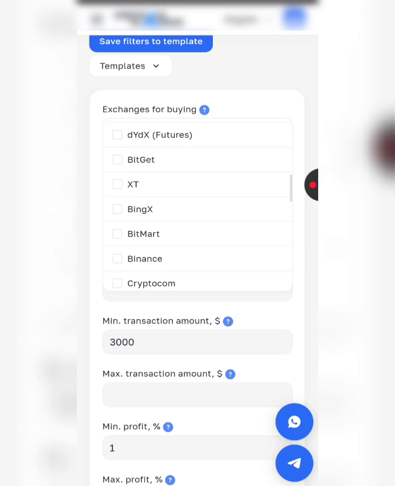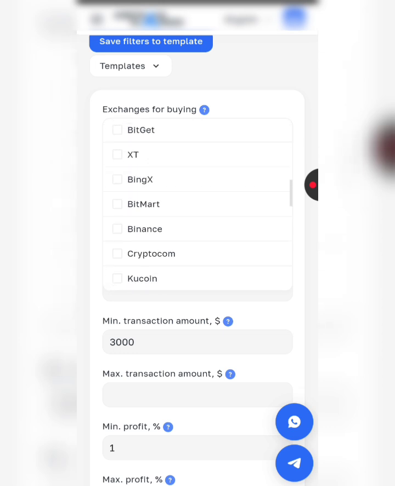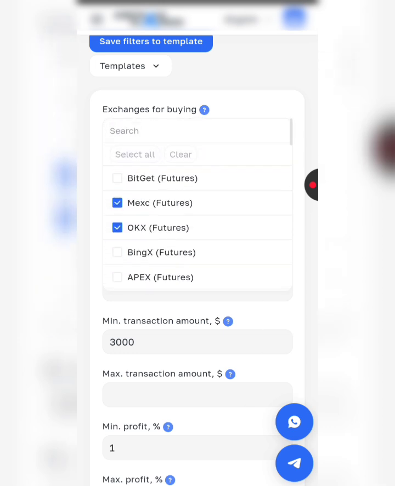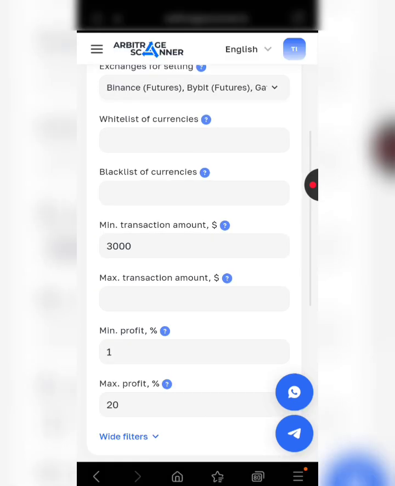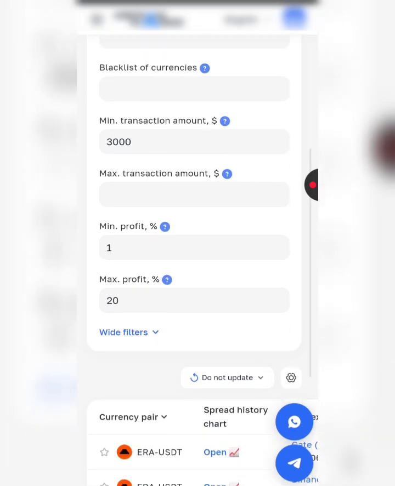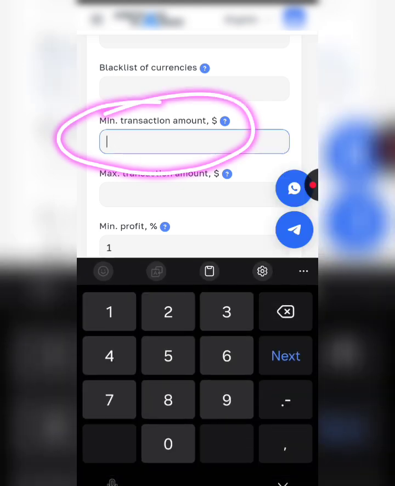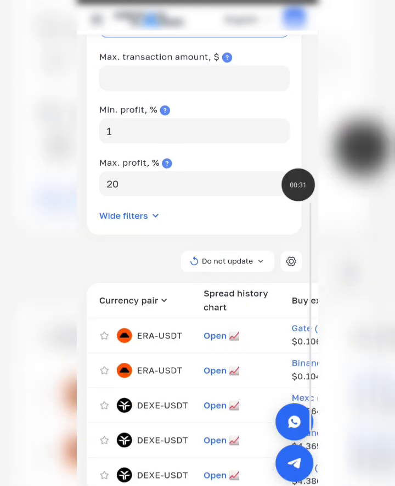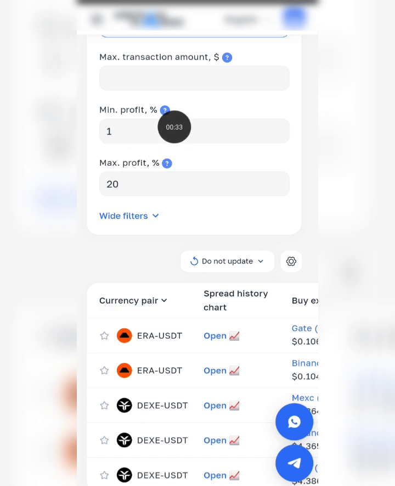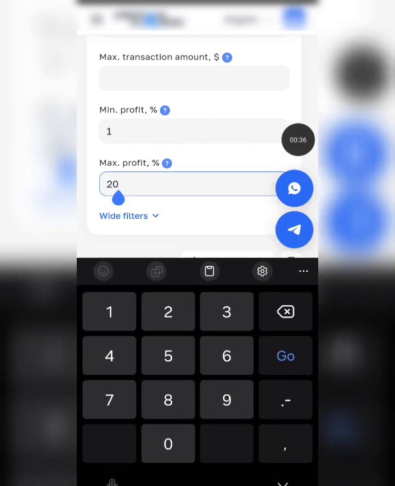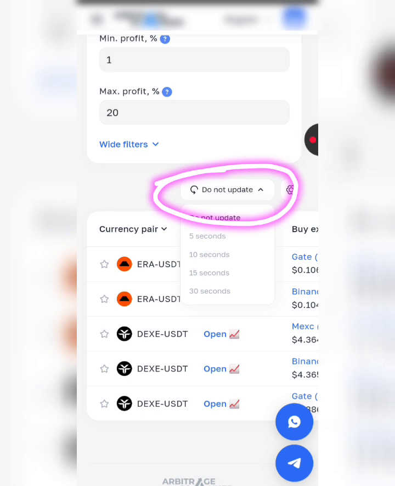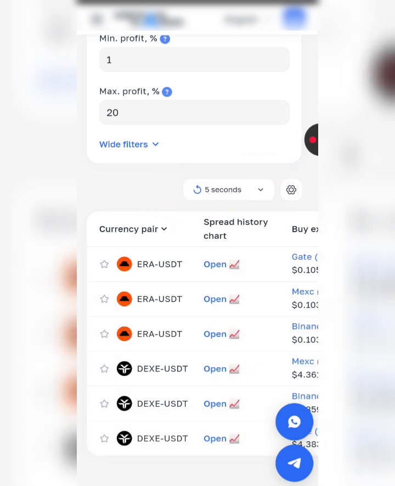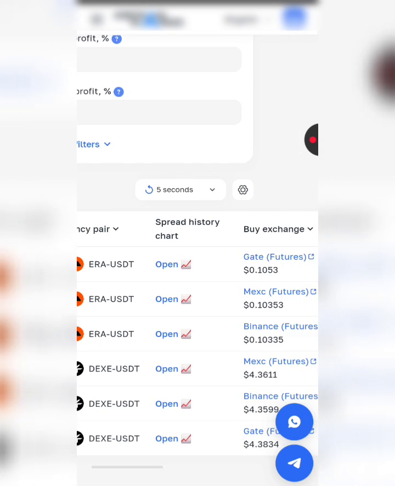You select the crypto exchanges you can use for this. I would advise you select popular exchanges, and select their futures option right here. Then where you have minimum transaction amount, let's just erase this. And then we have the minimum profit percent. You can erase this or you could leave it like this depending on your choice. Then here where we have do not update, I'm going to put it to 5 seconds. And it has loaded up the new arbitrage opportunities in the market currently.